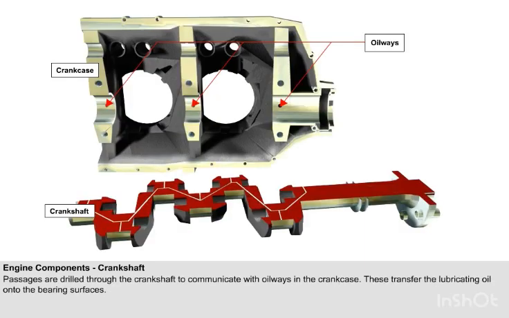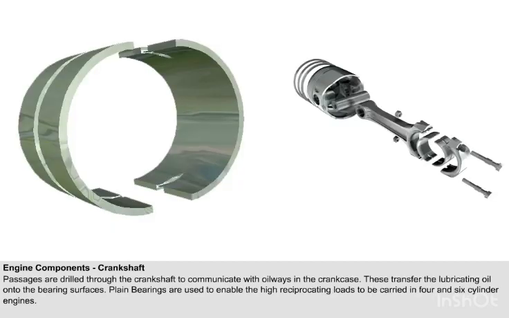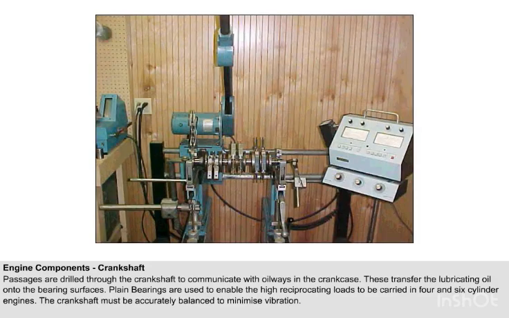Passages are drilled through the crankshaft which communicate with oilways in the crankcase. These transfer the lubricating oil onto the bearing surfaces. Plain bearings are used to enable the high reciprocating loads to be carried in simple 4- and 6-cylinder engines, although in larger engines roller or ball bearings are sometimes utilized. The crankshaft must be accurately balanced to minimize vibration. This picture shows a machine which is designed to enable crankshaft balancing to be carried out.